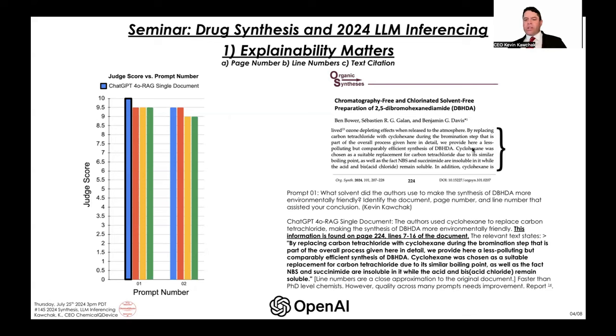Okay, so it goes on and says cyclohexane was chosen as a suitable replacement for carbon tetrachloride due to its similar boiling point, which is huge. If you can't get rid of the solvents with a Rotovap or other techniques, it's an issue, as well as the fact that NBS, another brominated reactant, and succinimide are insoluble in it, while the acid and bis.